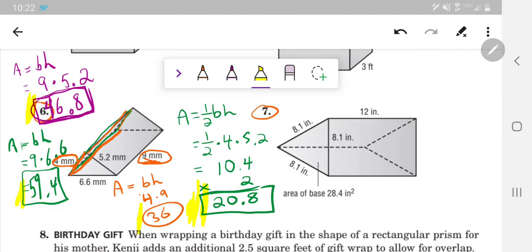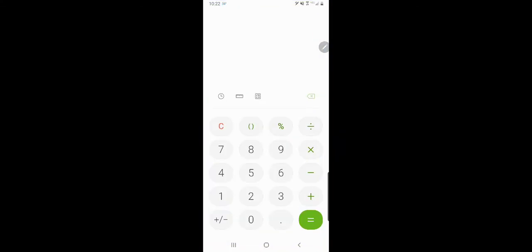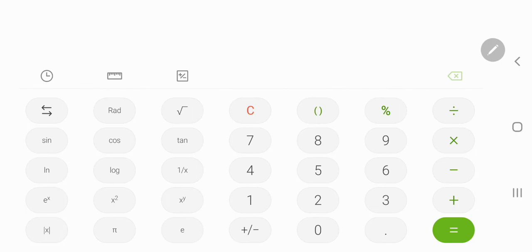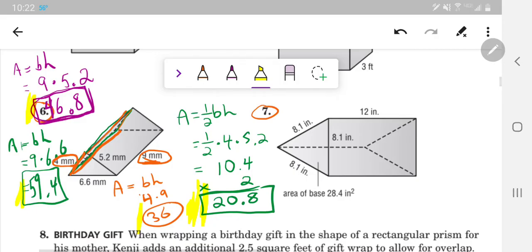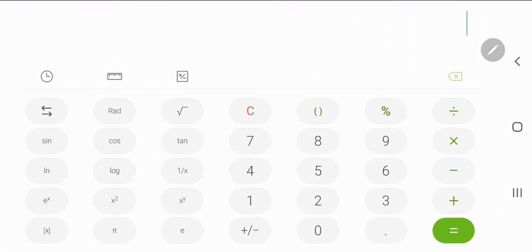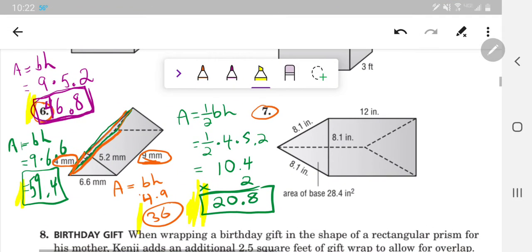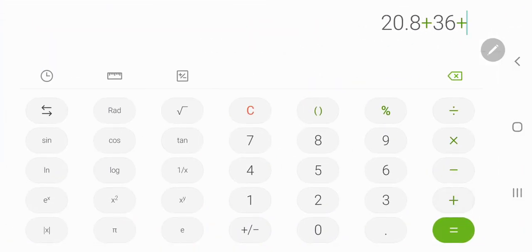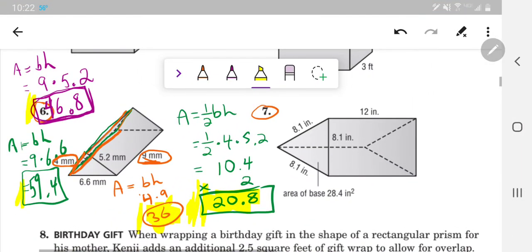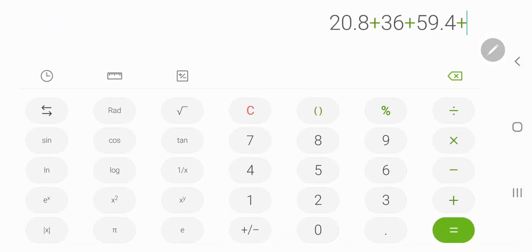So let's get my trusty calculator out and go to town. So we have 20.8 and 36. 20.8 plus 36. So we got that one, and we got that one taken care of. Now 59.4 plus 59.4. Got that one taken care of, plus 46.8 plus 46.8 equals 163.